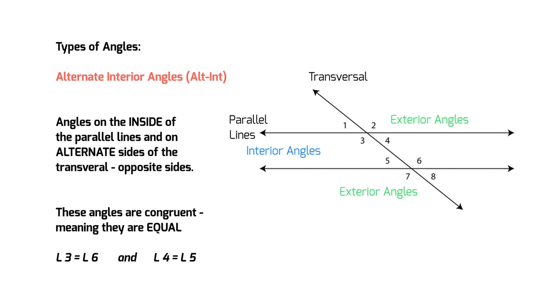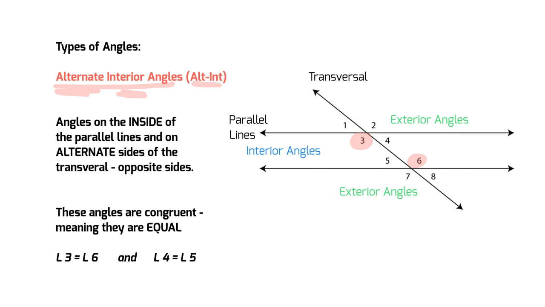The first relationship is called alternate interior angles. I will shorten this to alt interior for our examples. When we're talking about alternate interior, the word alternate means opposite and interior means inside. So we are talking about angles that are on the inside of the tunnel, but on opposite sides of the transversal. So in the interior angle, if I'm looking at angle number 3, the opposite interior angle is angle 6.